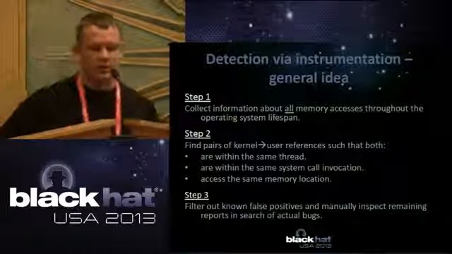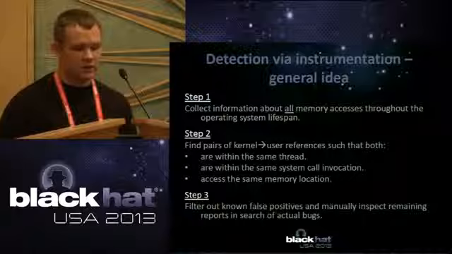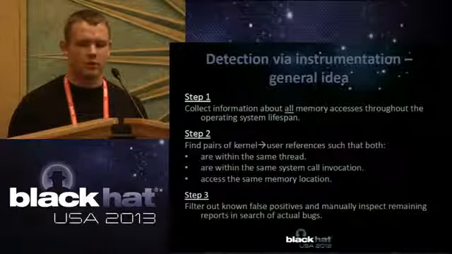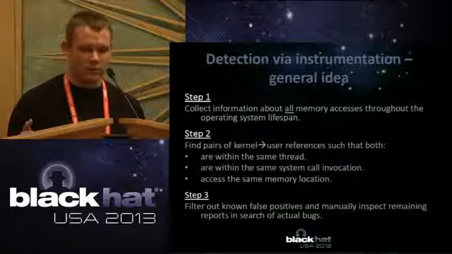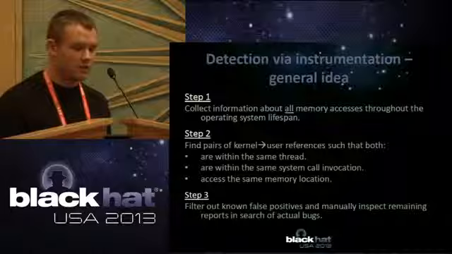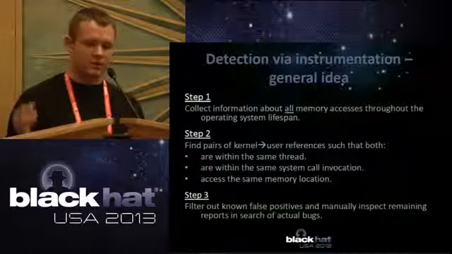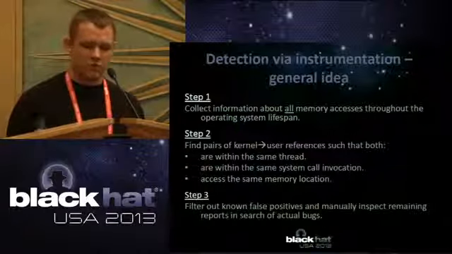When it comes to detection via instrumentation, the general idea is as follows. There are three major steps that we perform. The first one is to collect all information about the memory accesses that take place throughout the whole lifespan of an operating system. And after we have that information, what we do is find all pairs of memory fetches that take place in kernel mode and read from user mode memory, such that they meet three conditions.